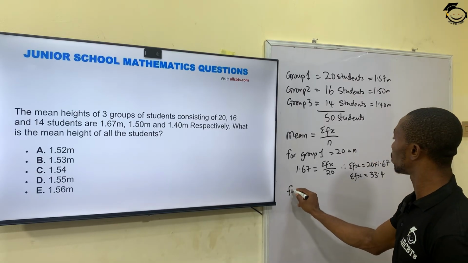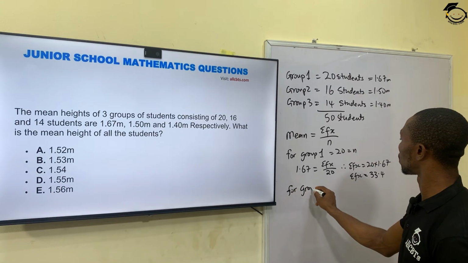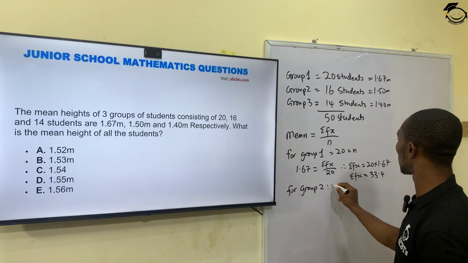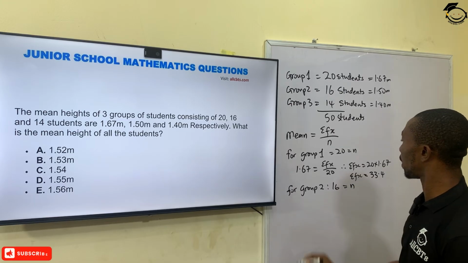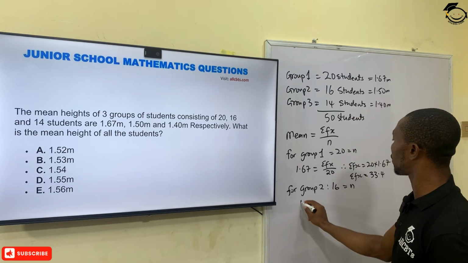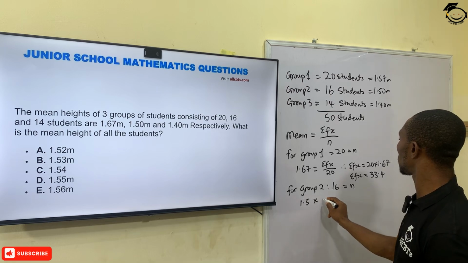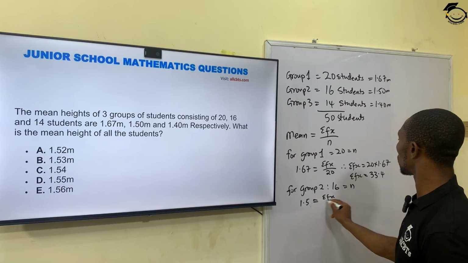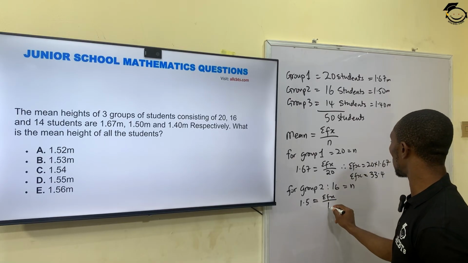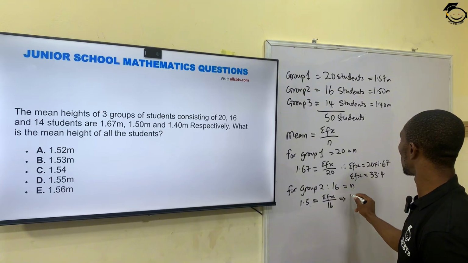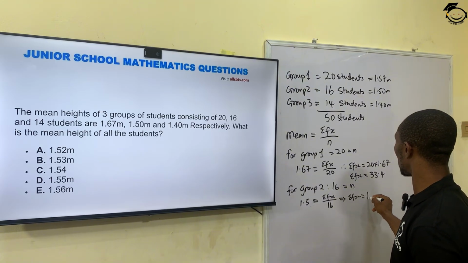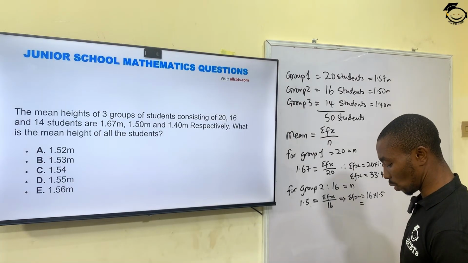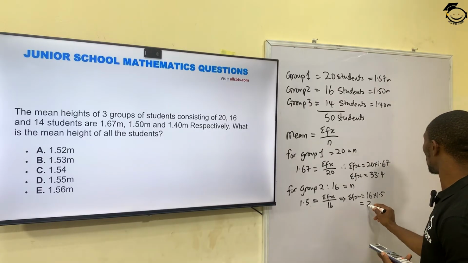So for group 2, we are having 16 students, which is our n, our mean is 1.5. So 1.5 equals Efx all over 16, which will give us Efx equals 16 times 1.5, which would give us 24.